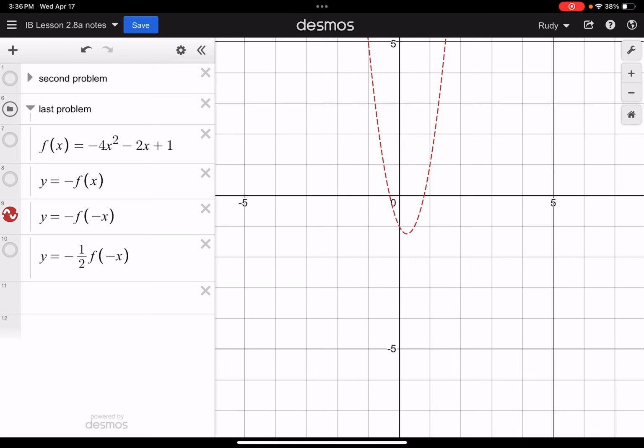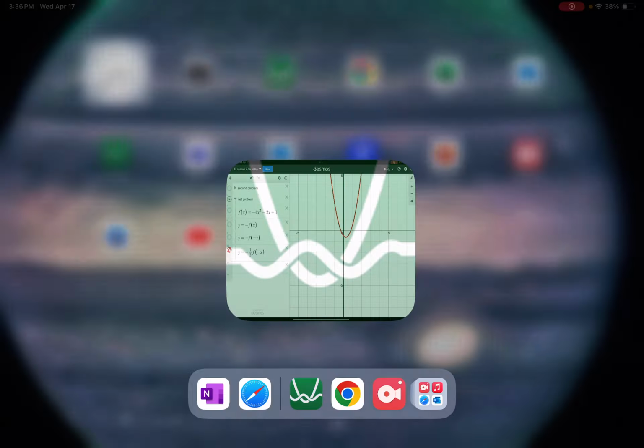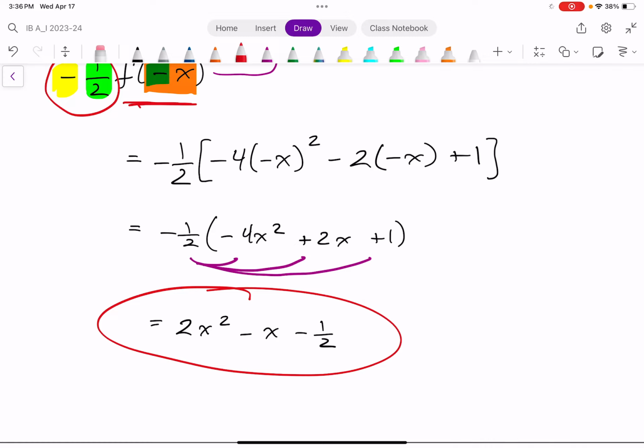Notice everything to the left and the right swapped around to get that. So now what you see there is both those reflections done, and then finally the vertical compression, all my y coordinates are being multiplied by 1/2. And that's the equation we ended up with. We didn't have to sketch it, but the important part is understanding those transformations. So yeah, I'm done.